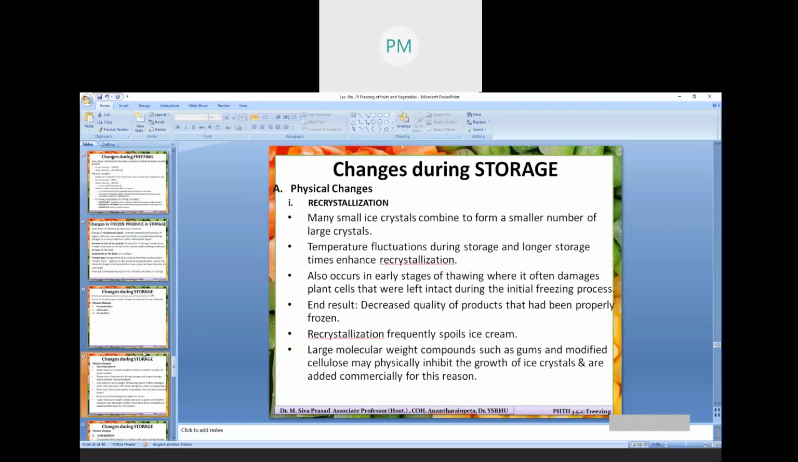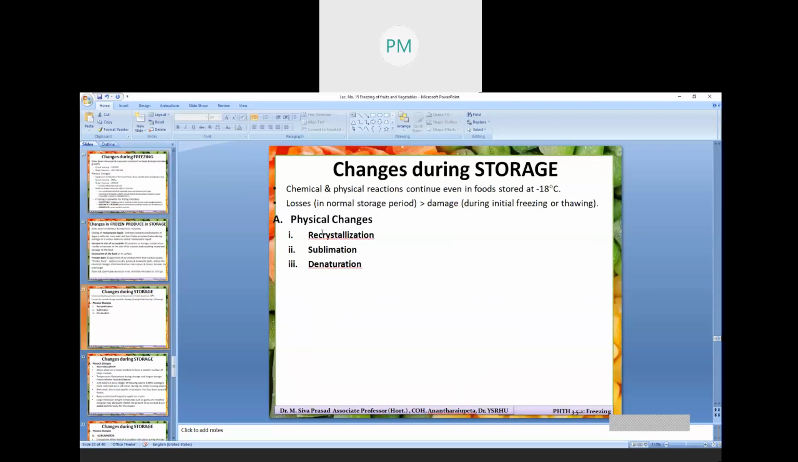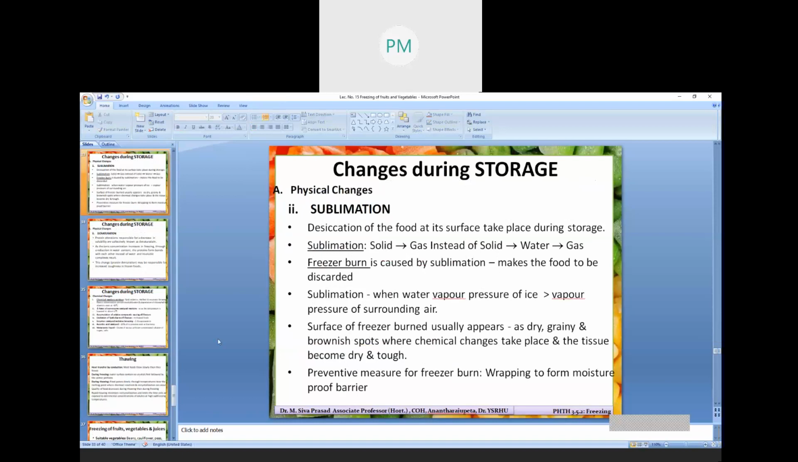So under physical changes, you have recrystallization. Recrystallization is nothing but small crystals merging to form a bigger crystal, causing damage. Sublimation is nothing but the ice that is formed starting to evaporate without entering into the liquid phase. So that also causes damage. And denaturation. Denaturation is nothing but losing the structure. Right? So let's see one by one.